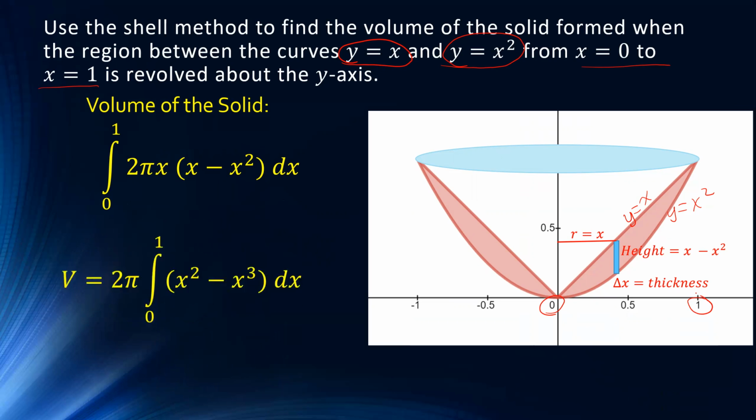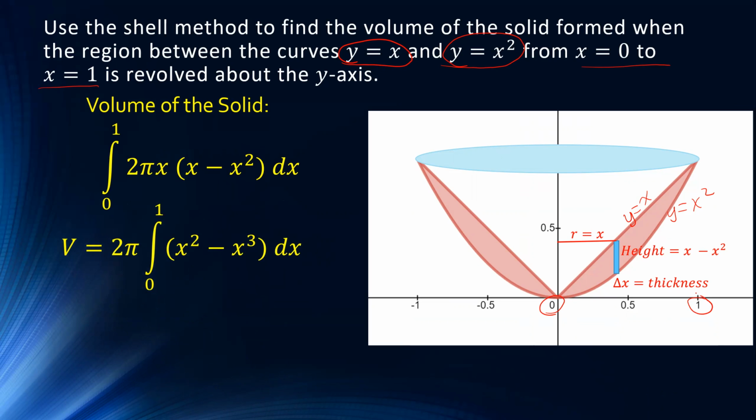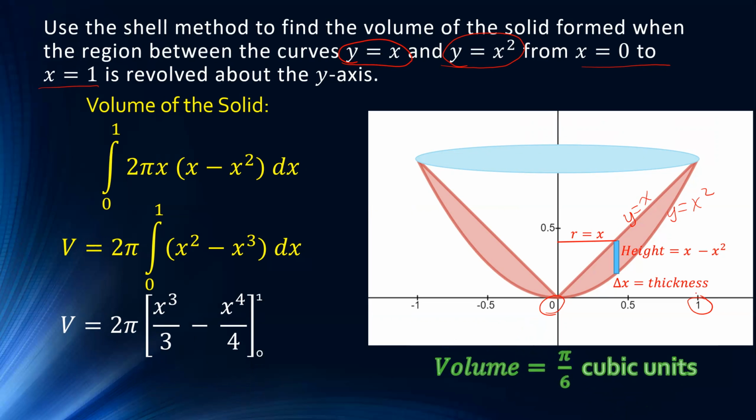Okay, now let's do some simplifying, taking the 2 pi, the constant, outside of the integral, evaluated from 0 to 1. We should have the volume is pi over 6 cubic units, whatever that unit might be for you.